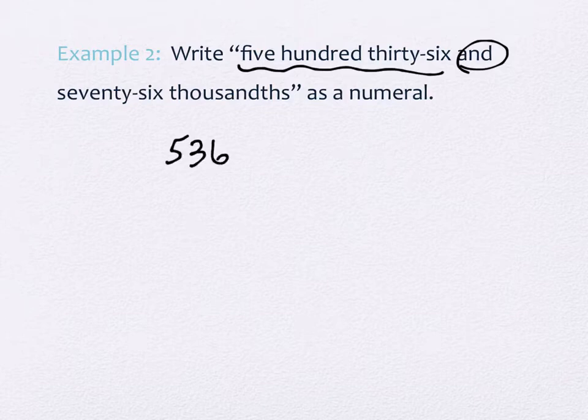536 and then a decimal. And then we have 76 thousandths. So as we're looking at it from this perspective, we need to figure out how many values we need on the right-hand side. Because just because 76 is a two-digit number doesn't mean we only need two digits necessarily.